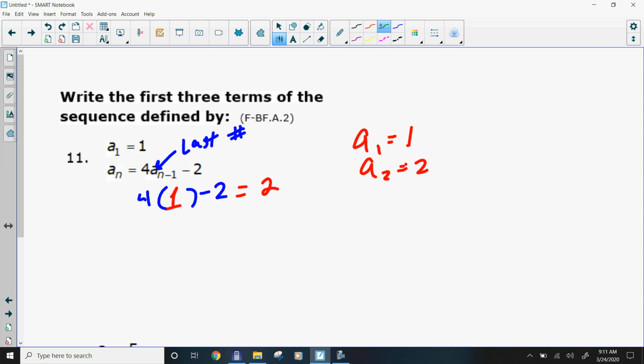And we do it again, 4 parentheses minus 2. We put in the last number, which was 2, so 4 times 2 is 8, and 8 take away 2 is 6. So that means the third number is just 6. These are answers.